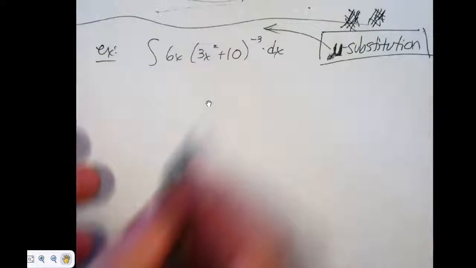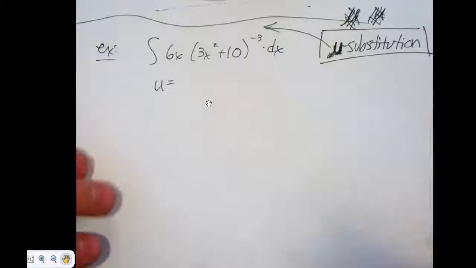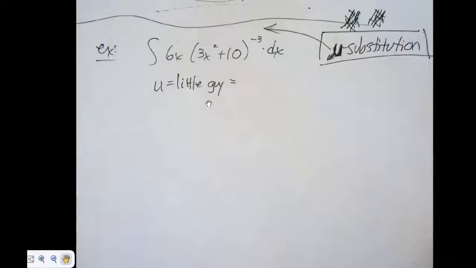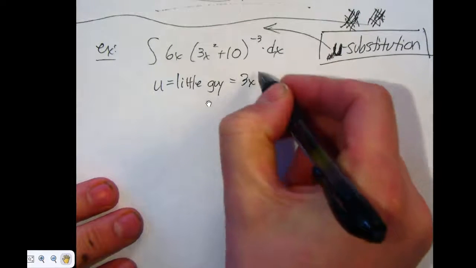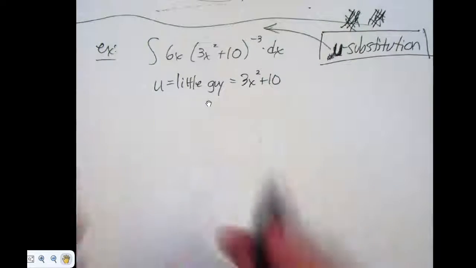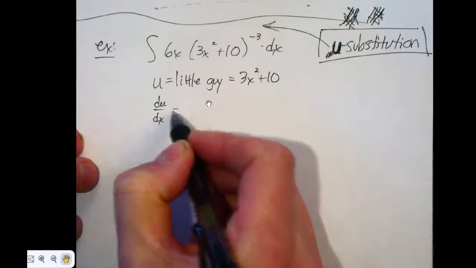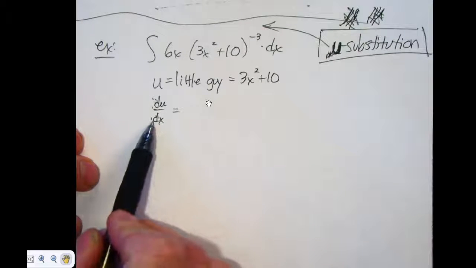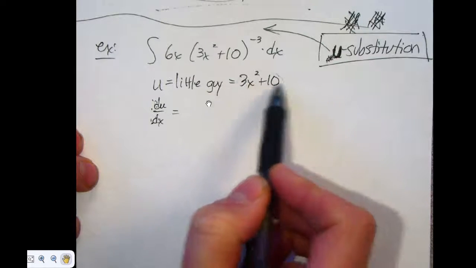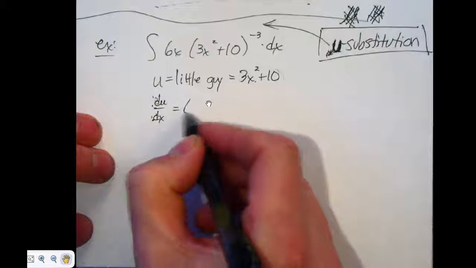Okay, so what you're gonna do here is set U equal to the little guy. You want U to equal the little guy. So in this problem, what's the little guy? 3x squared plus 10. Then, we're going to take the derivative of that. Technically, it would be the derivative of U with respect to x, because those are the two variables we're working with. If I take the derivative of this function called U, the variable in there is x. What's the derivative of 3x squared plus 10? 6x.